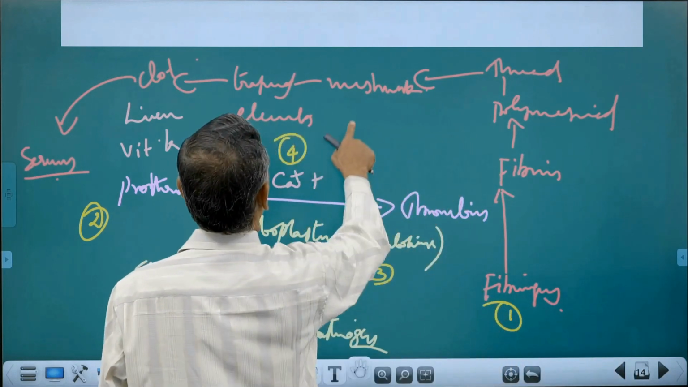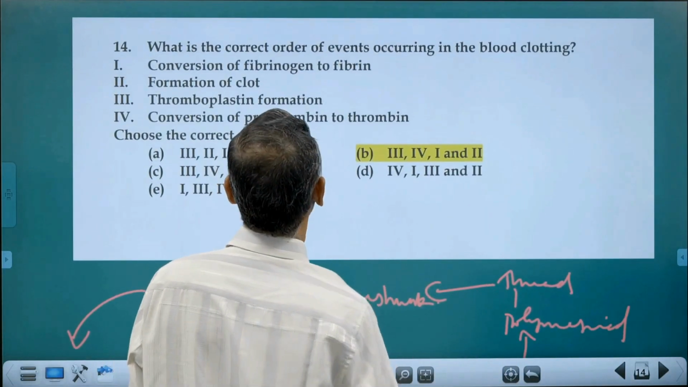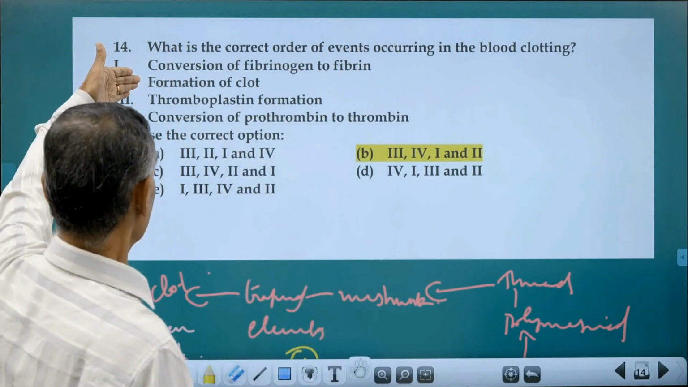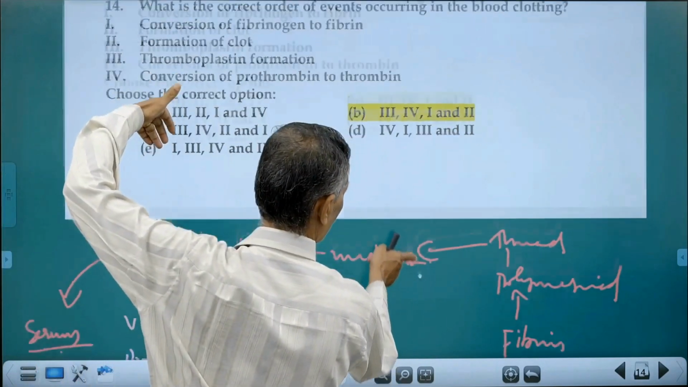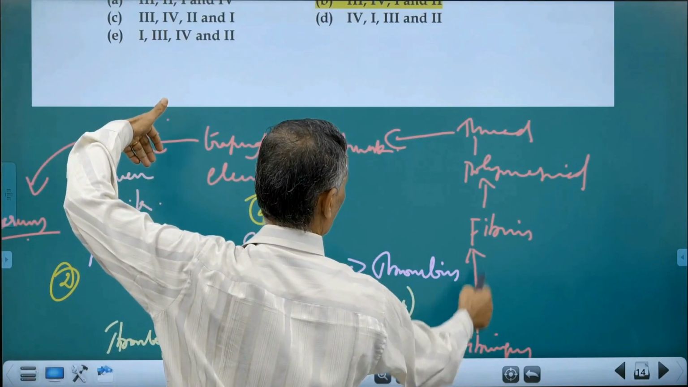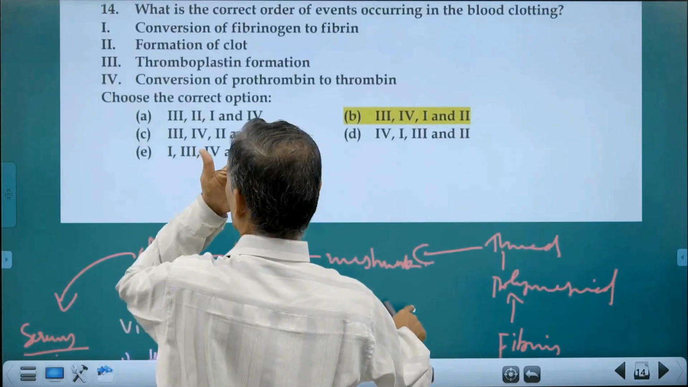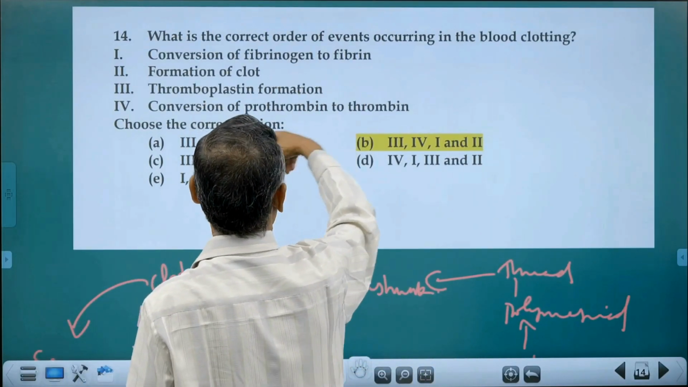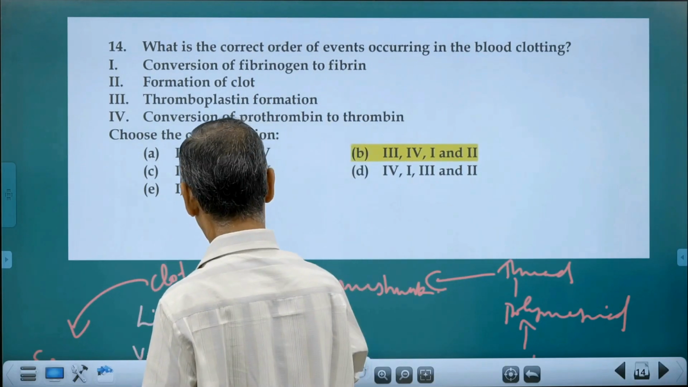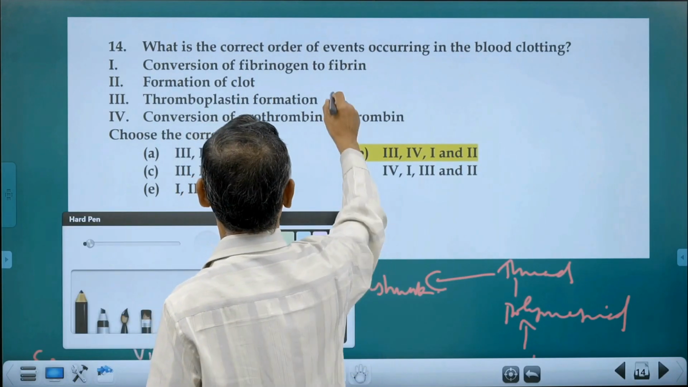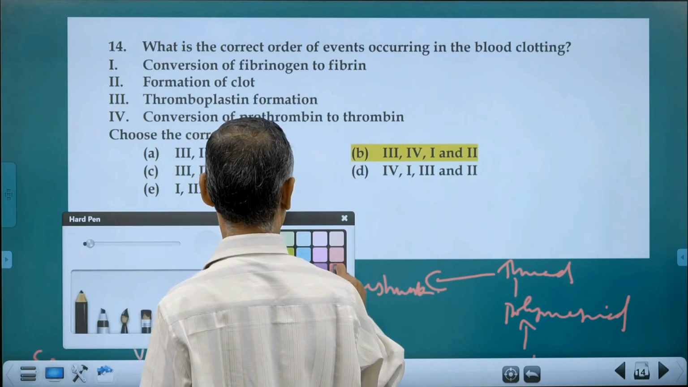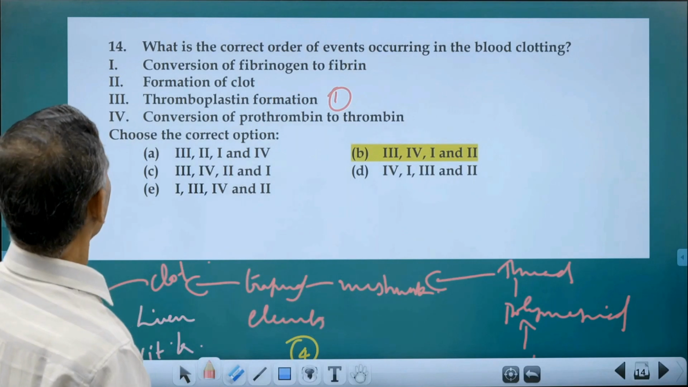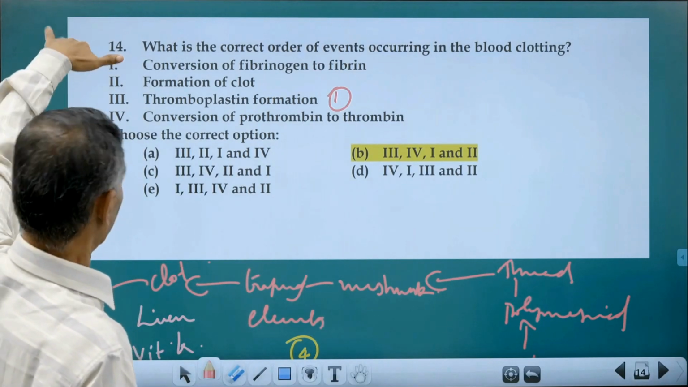Now coming to the question. What is the correct order of events occurring? So, conversion of fibrinogen to fibrin, see, fibrinogen to fibrin, it is not the first one. So thromboplastin formation among them, that is the number 1. So the chance is for this one. Thromboplastin. Then formation of the clot at the end.